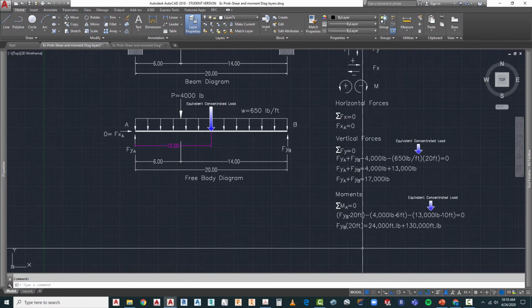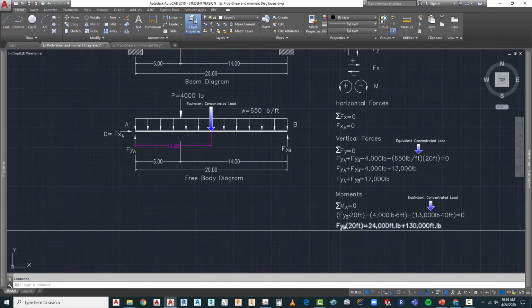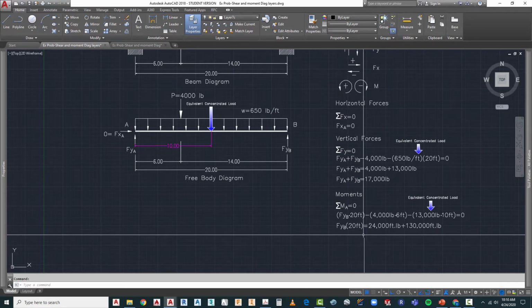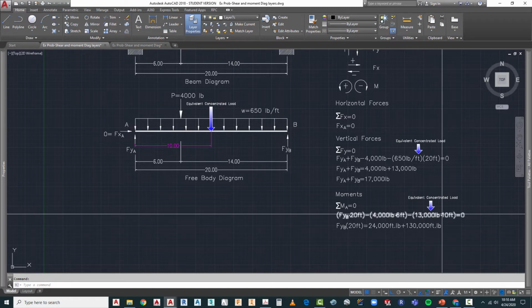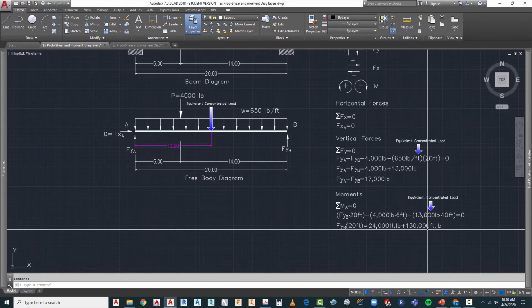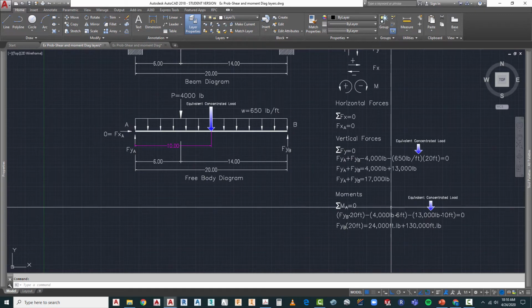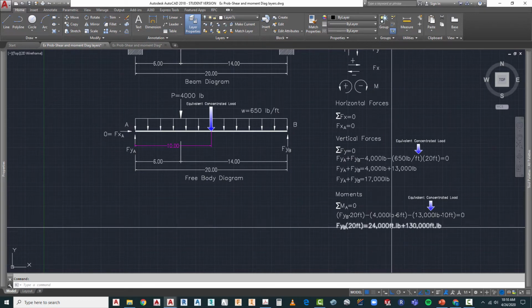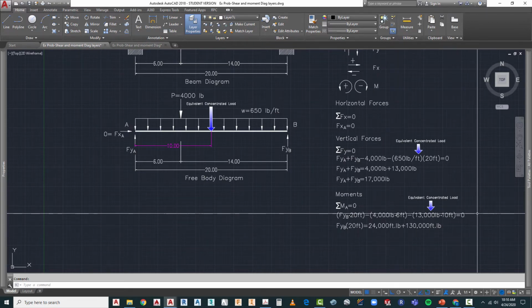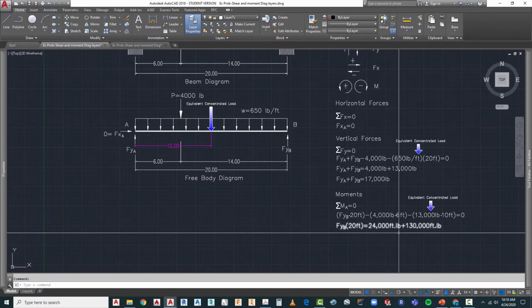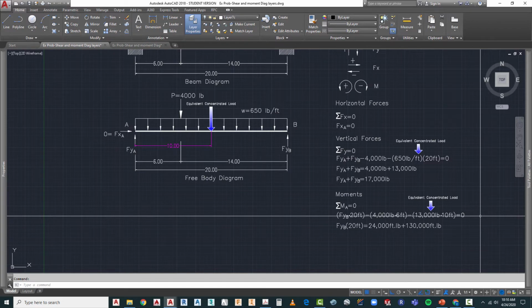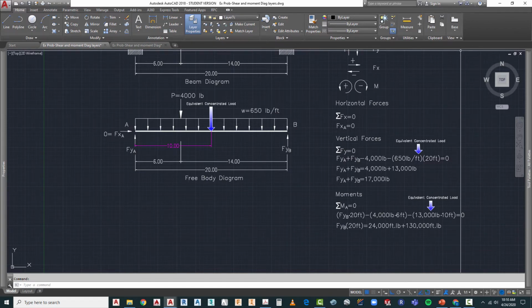Our next step is to continue solving the equation. So we have FYB times 20 feet is equal to 24,000 foot-pounds plus 130,000 foot-pounds for our equivalent concentrated load. Now notice all we did at this point was take these two values and move them to the other side of the equation. So we took a negative 4,000, and to balance it off we put a positive 4,000 on the right hand side, coming up with that equation.